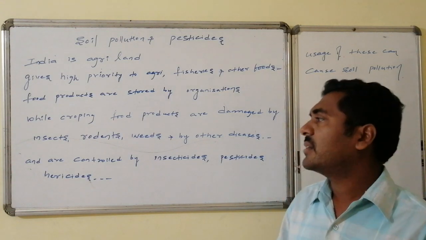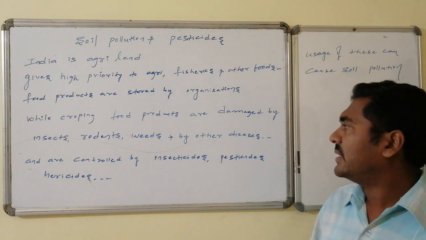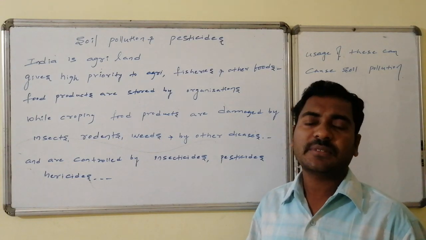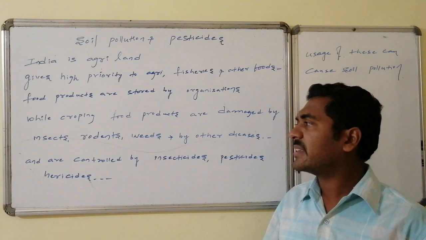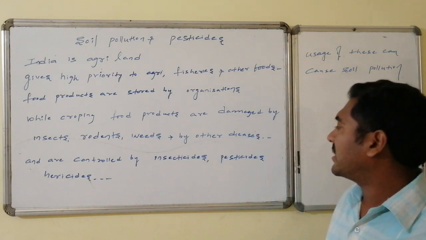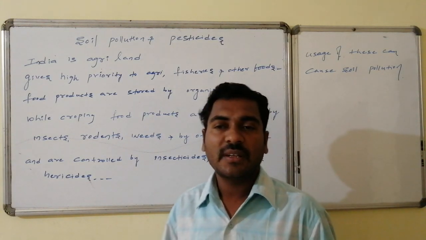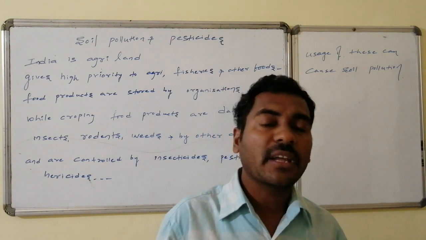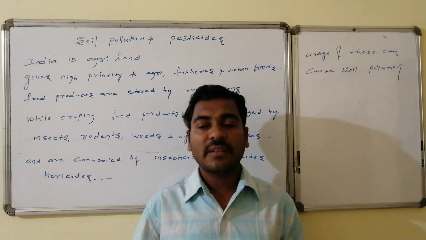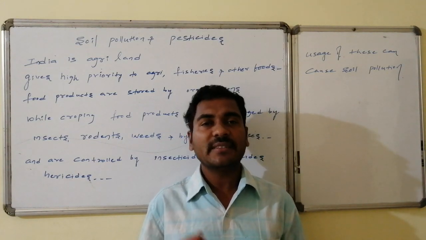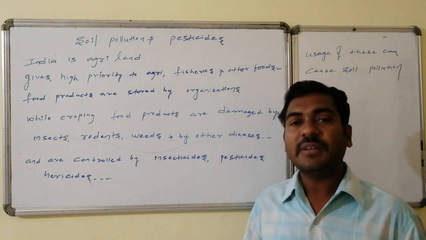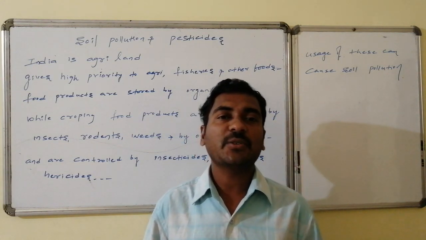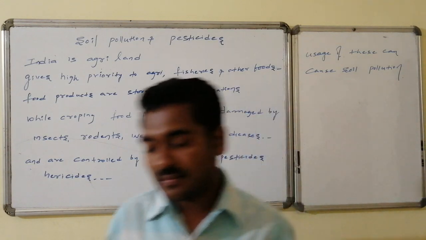Some of them are insects, rodents, weeds and other diseases. And we are using some controlling items, very familiar ones for insects being insecticides. Similarly, we use pesticides and herbicides. These insecticides, pesticides, herbicides and other chemicals, which are used for the protection of the crop from diseases, insects, rodents, weeds, etc., can cause pollution to the soil, and that pollution is said to be soil pollution.